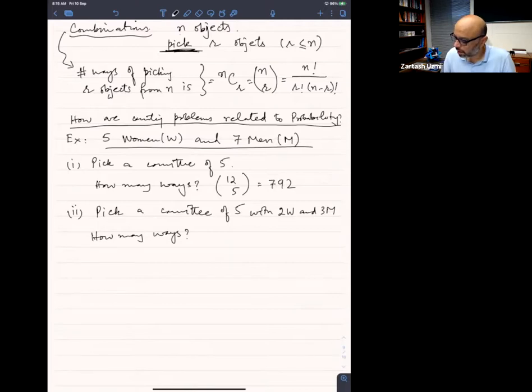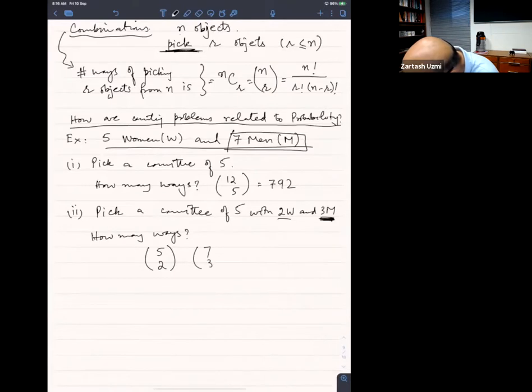Others? You have to form a committee of 5 people. There are 5 women and 7 men. Out of these, I have to pick 2 women and 3 men. How many different ways can I do that? If you think about it, there are 5 women and I have to pick 2 out of those 5. You can do that in 5 choose 2 ways. But that's only picking the women. How many ways can I pick 3 men out of a total of 7 men? How will you pick 3 out of 7?